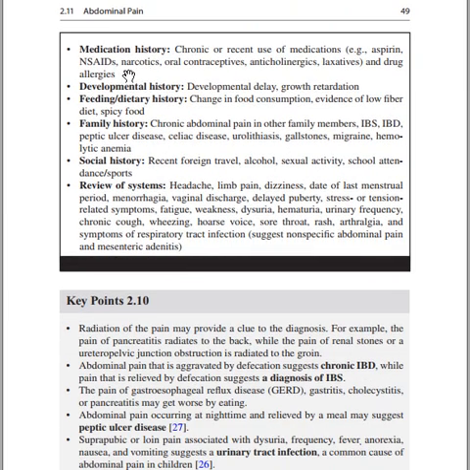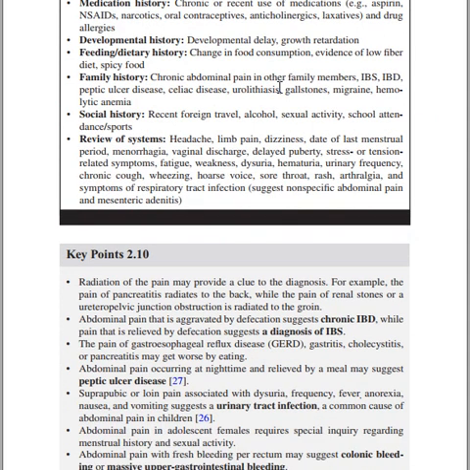For the medication history, you have to look for chronic or recent use of medication, e.g. aspirin, non-steroidal anti-inflammatory drugs, narcotics, which can result in abdominal pain. Developmental history: you have to find out if the child has developmental delay and all that. So we have family history. Chronic abdominal pain in a family may be seen in other family members. You may find irritable bowel syndrome, inflammatory bowel disease, peptic ulcer disease, celiac disease, urolithiasis, gallstones in the family history.